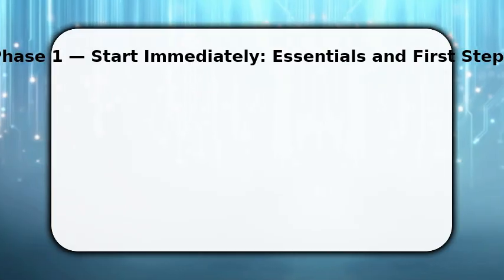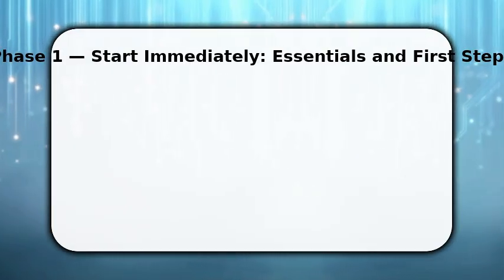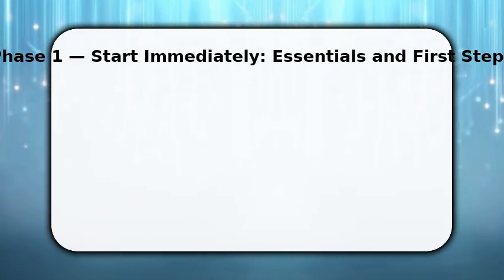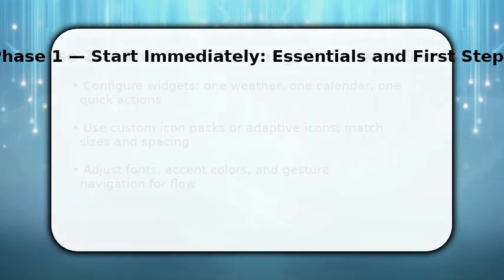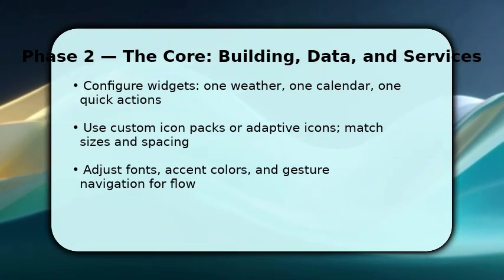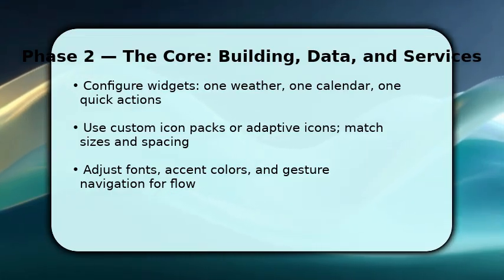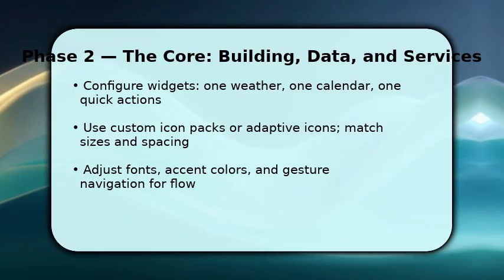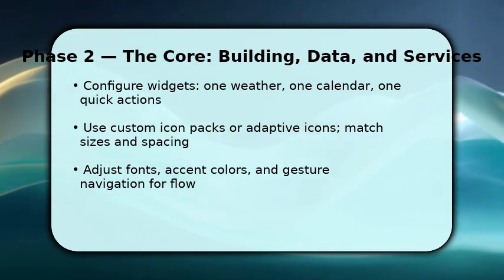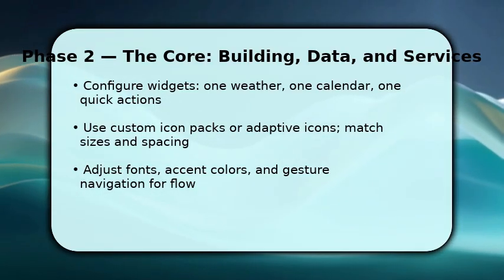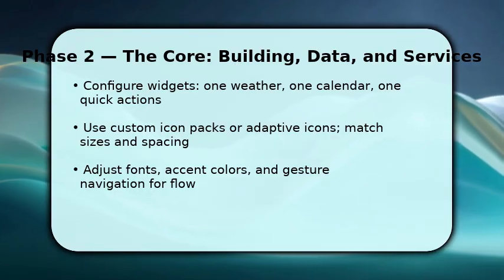If you plan advanced theming, enable developer options only when necessary to avoid accidental changes. Now you refine function and form. Add clean widgets, weather and calendar for glanceable info, plus a compact quick actions widget to reduce clutter. Then, install and apply an icon pack or set adaptive icons so all icons share shape and scale.